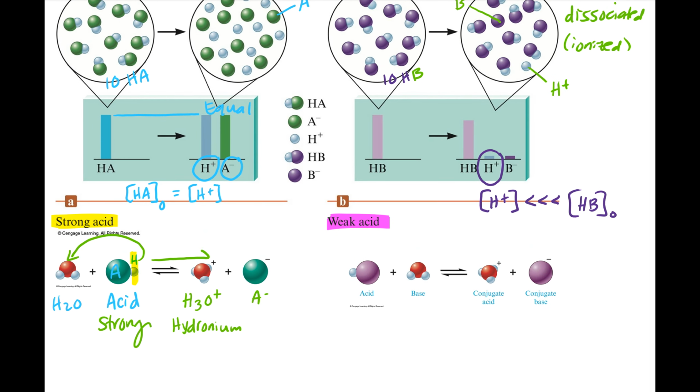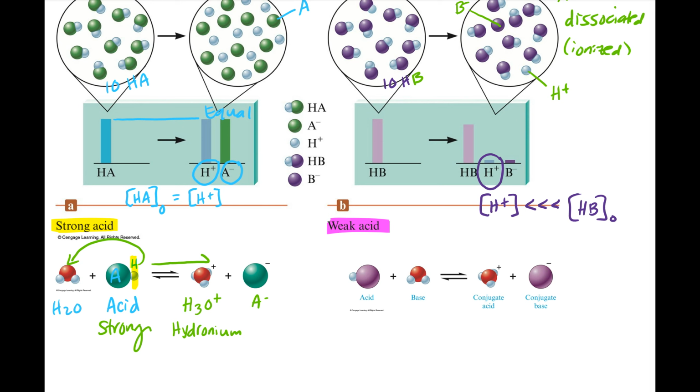Okay. Here we have our HA again. It's going to donate its hydrogen. Okay. Its hydrogen is this little guy here. That's A minus. And when it donates that hydrogen, it also gives it to this water molecule. Okay. The water turns into hydronium again, and then you're left with this A minus. So we have H2O, you have your acid, water's turning into hydronium, and then you have your A minus left over.